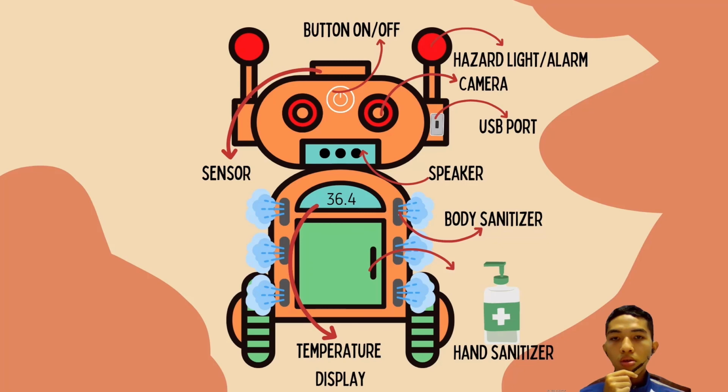And then on the robot's body, we have the temperature display or LCD to display the value of their temperature, and we have the body sanitizer and the hand sanitizer.